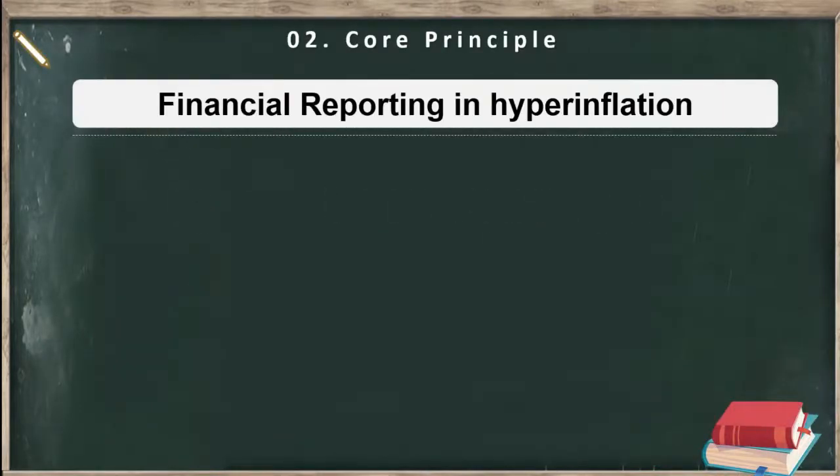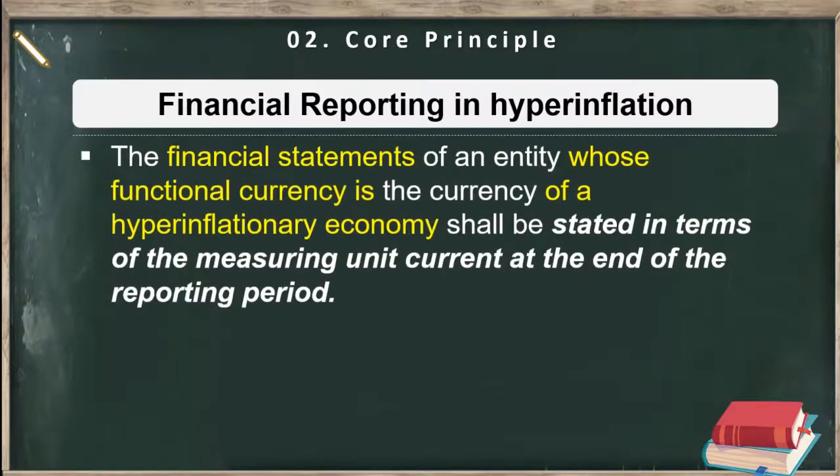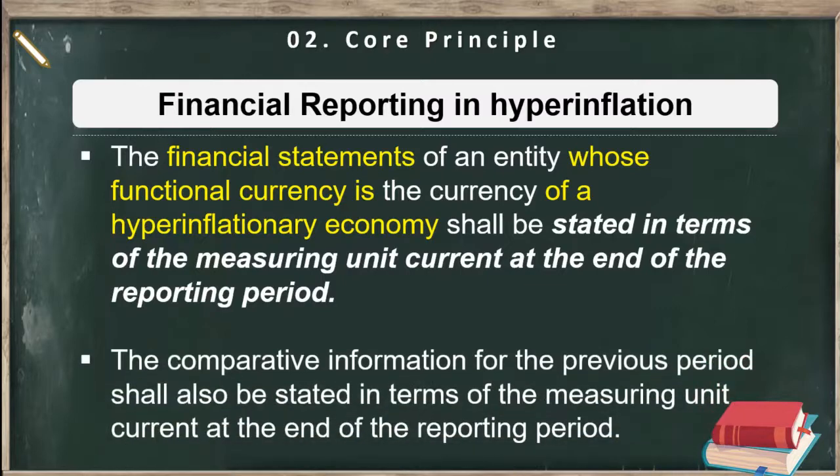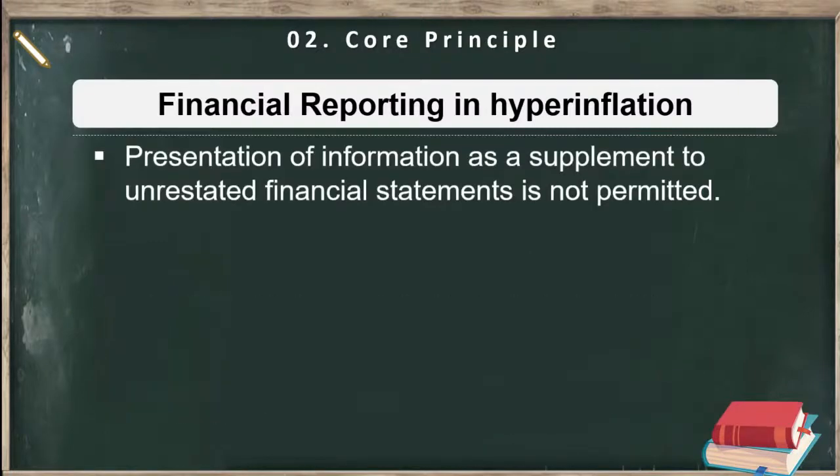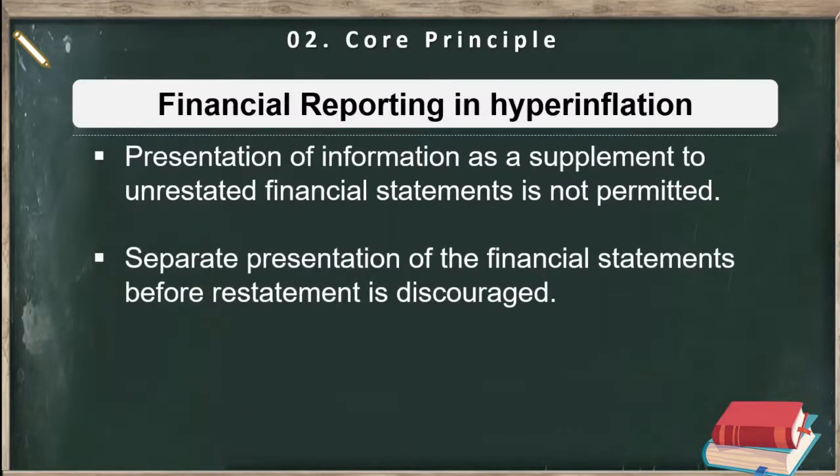So what is PAS 29 all about? It's about financial reporting in hyperinflationary economies. The financial statements of an entity whose functional currency is the currency of a hyperinflationary economy shall be stated in terms of the measuring unit current at the end of the reporting period. The comparative information for the previous period shall also be stated in terms of the measuring unit current at the end of the reporting period. Presentation of information as a supplement to unrestated financial statements is not permitted. Then, separate presentation of the financial statements before restatement is discouraged.